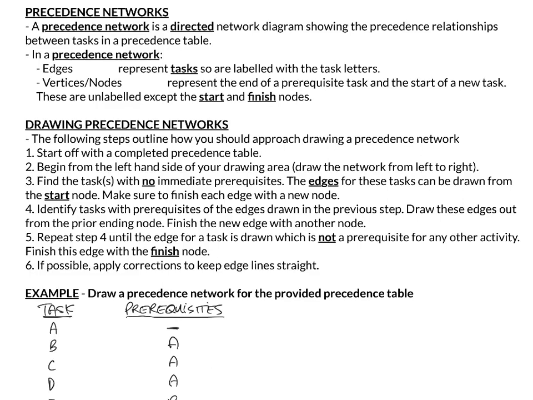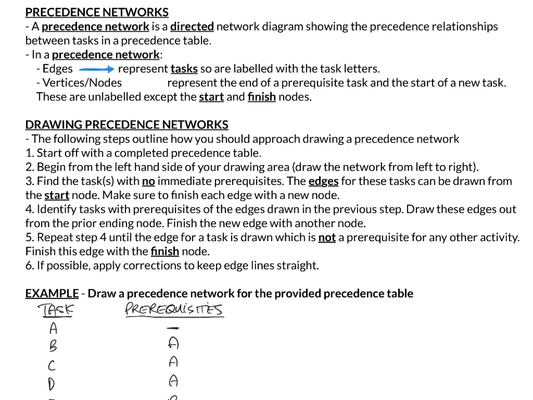This is another video. This one is on Precedence Networks. So a precedence network is a directed network diagram showing the precedence relationships between tasks in a previously drawn precedence table. So in a precedence network, edges, which in a network are lines. Because it's a directed network, the lines will have arrowheads that go in one direction.